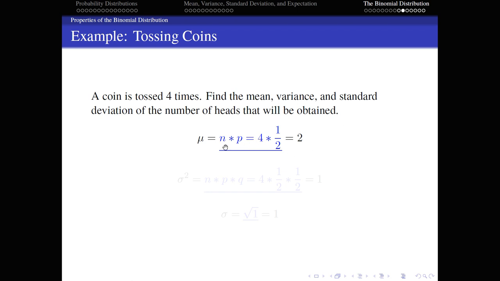Now for the variance, we just add q onto this np, so we take this np, 4 times 1/2, and now q, the probability of a failure, the probability of getting a tails, 4 times 1/2 times 1/2 gives me 1. Finally, for my standard deviation, I simply take the square root of the variance and I get 1. This is how quickly we can calculate the mean, variance, and standard deviation of any binomial experiment.